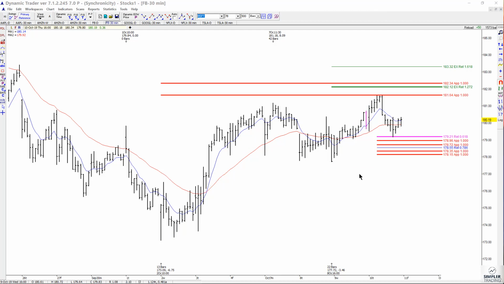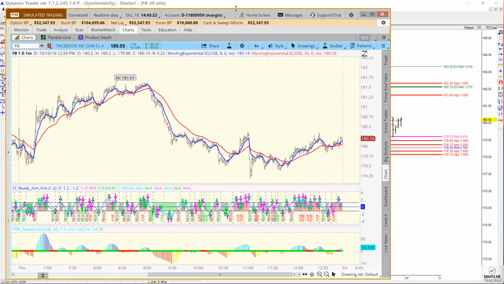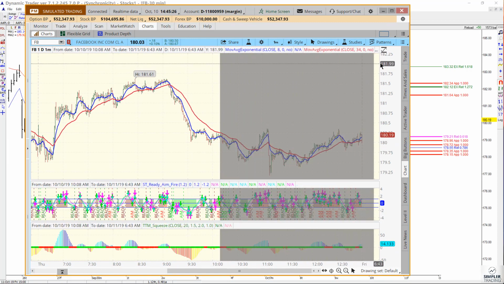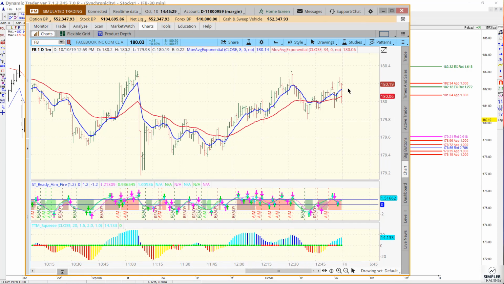So again, if you wanted to look at this for a day trade, you can, once again, use a 1 minute or a 2 minute chart. It did hold that 179.21 area. Yeah, it was right in here. And again, go and look and see if it triggered an entry for a day trade.